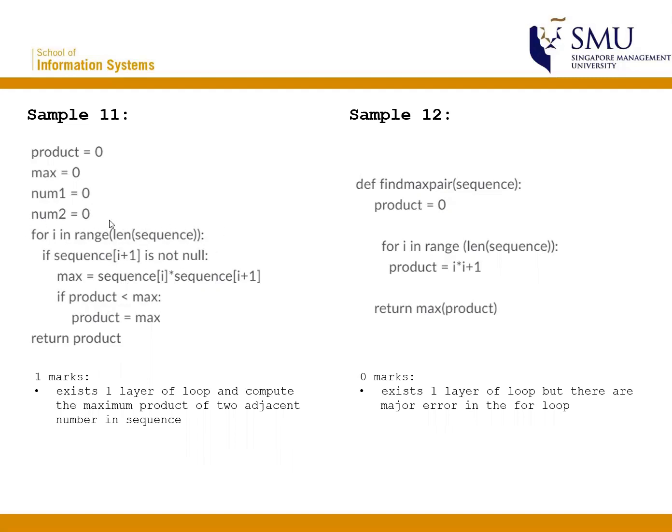Sample 11 will return the maximum product between 2 adjacent numbers. So if your answer only has 1 layer of for loops, however, you somehow show that you want to take the maximum within the for loop, you will get 1 mark. Whereas for sample 12, it only has 1 layer of for loops and it does not attempt to take the maximum within the for loop, so it will only get 0 marks.